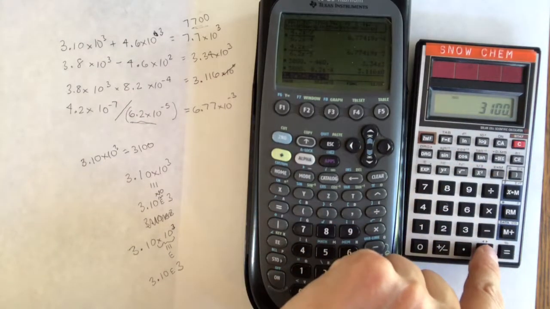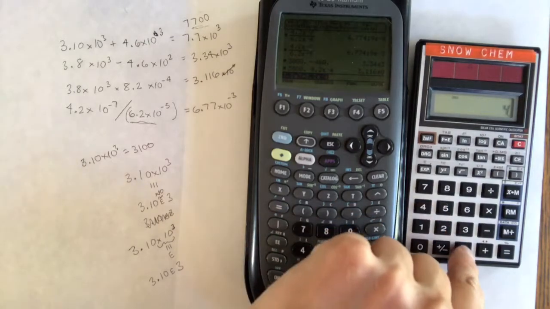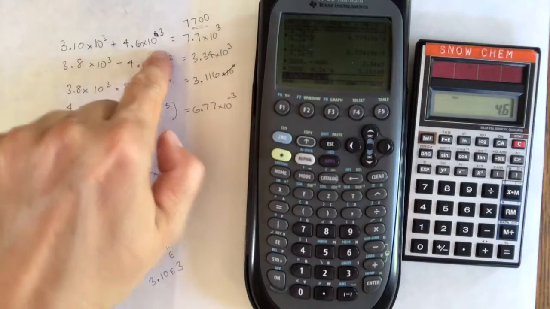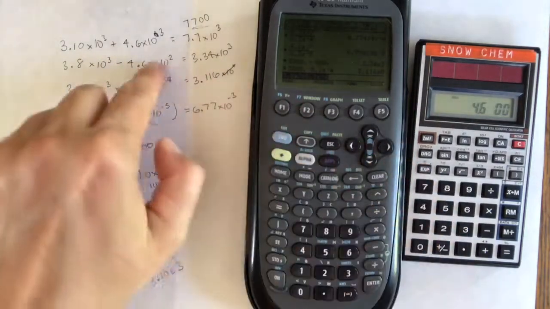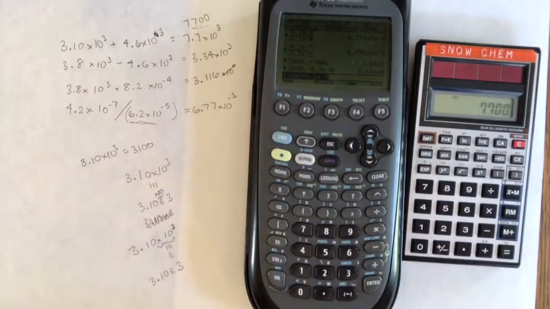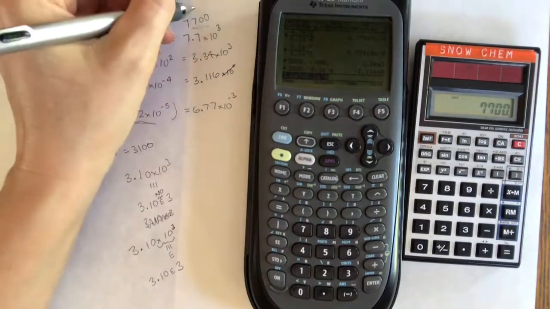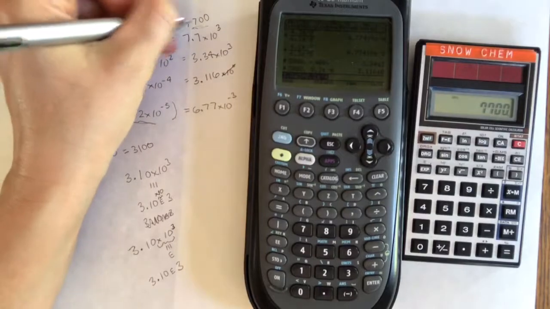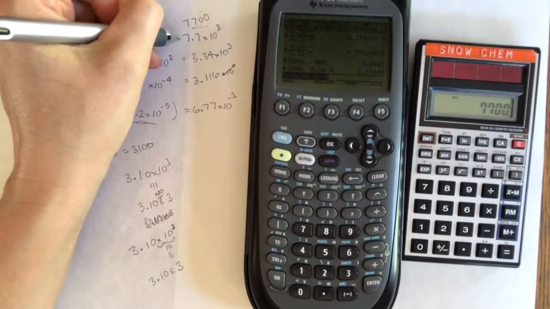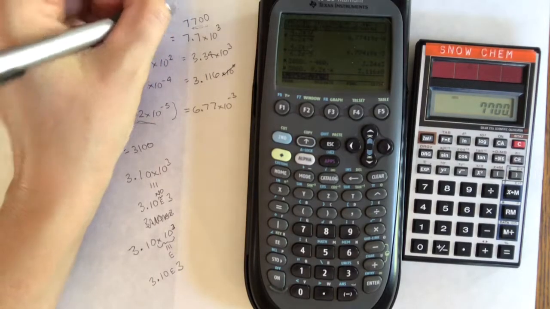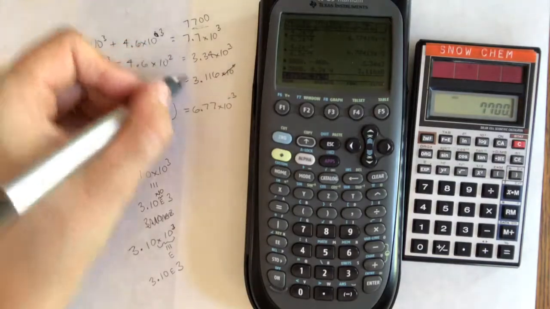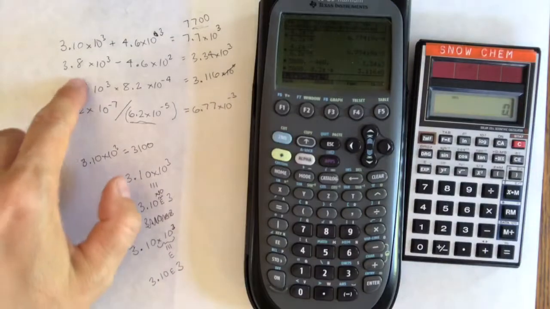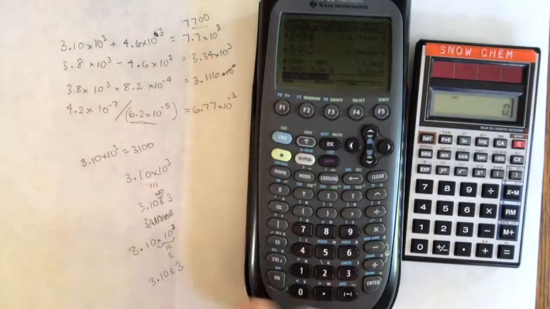So now I want to say plus, and then I put 4.6, and I want 10 to the third, so I'm going to do E, and then I put in the 3. And that's equal to, and then we got the 7700. So this calculator is just going to give us these answers in normal notation, at least for this number. So 7700 is correct for that one. Now let's clear it and do the one that we're going to subtract.